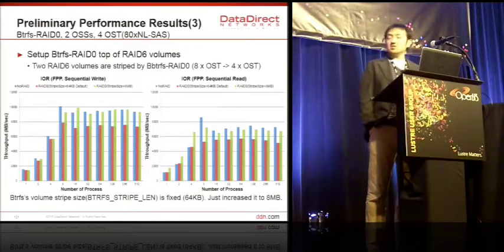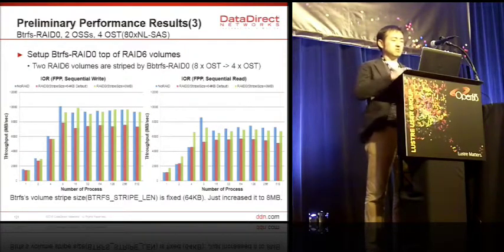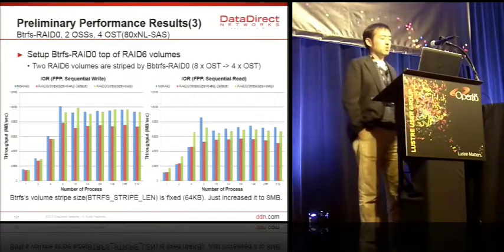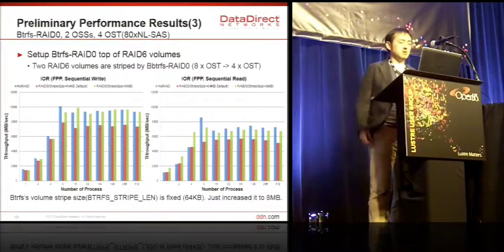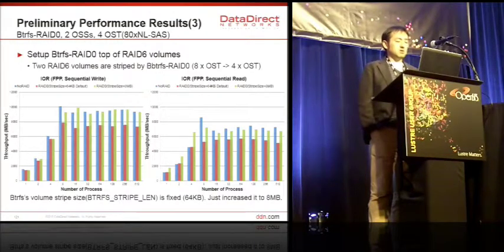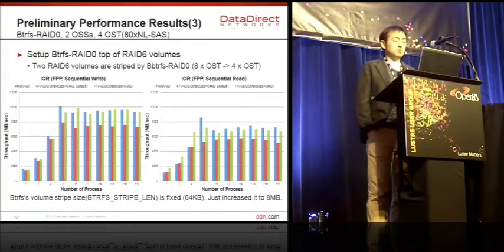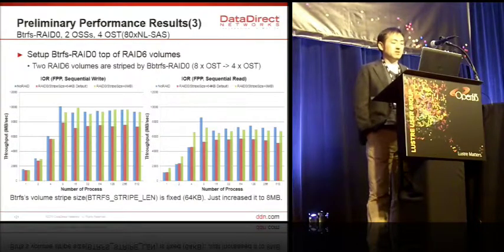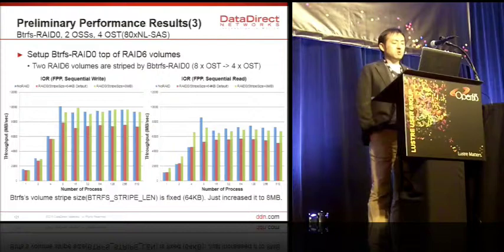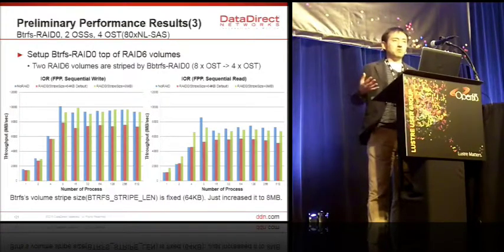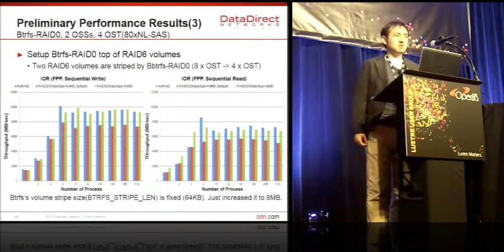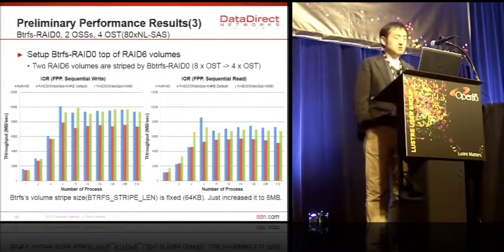The blue bar is the baseline number we got without the Btrfs software RAID capability. But once we create the RAID volume using Btrfs software RAID, that is the red bar. So we see the performance drop after that. We confirmed that because of Btrfs, the chunk size is very small, a fixed size of 16 kilobytes.